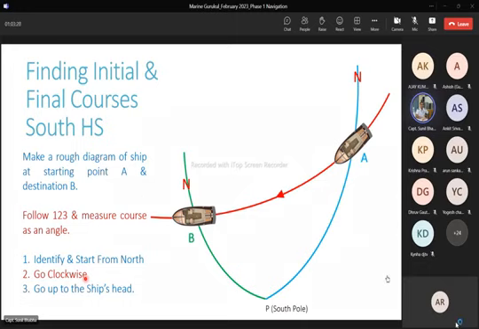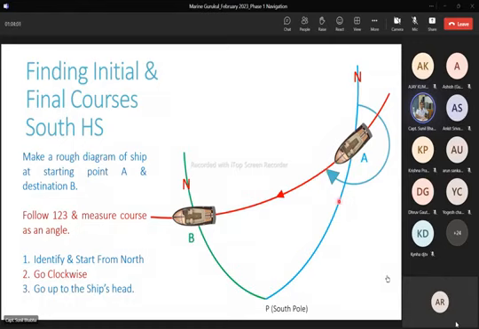From this direction north, we have to go up to the ship's head. So at our starting position A, starting from the north direction, going clockwise, going up to the ship's head, represented by the light blue arc and arrow. This arc and arrow shows the ship's initial course. Now how to obtain this course from our angle A?